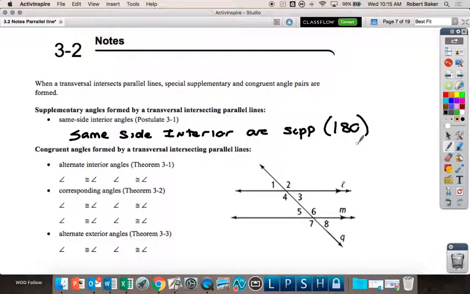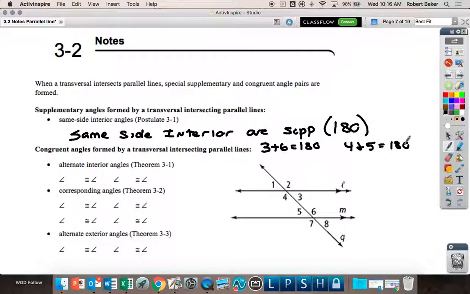So, what are the same side interior angles here? Same side interior. 3 and 6. So, you could make a small note that 3 and 6 equal 180. What's the other ones that add up to 180? That 4 and 5 add up to 180. So that's one chunk. If they're same side interior or same side exterior, they add up to 180.